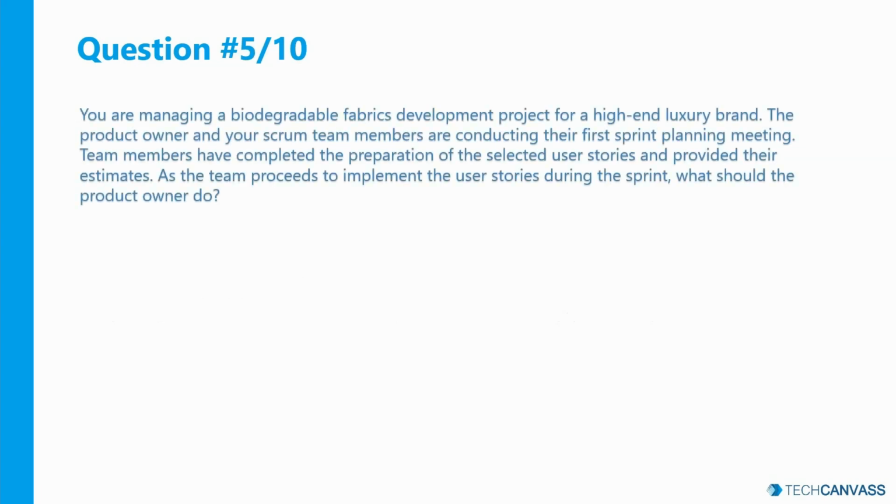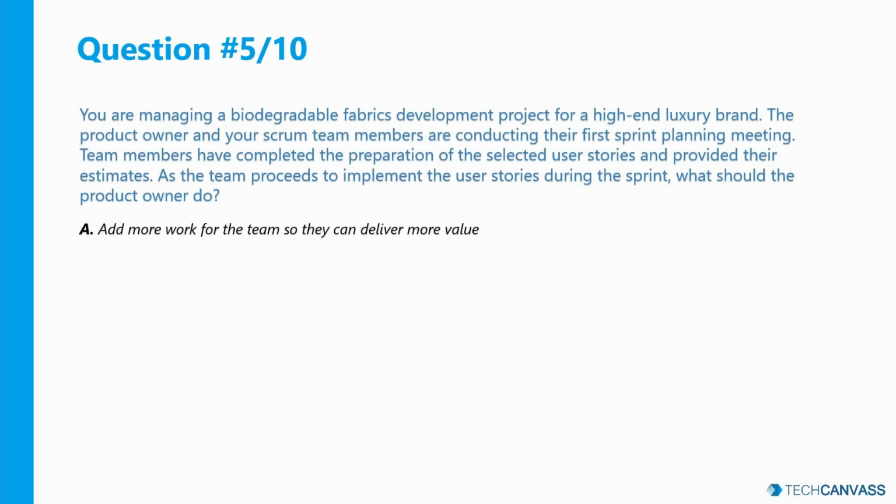Fifth question. You are managing a biodegradable fabrics development project for a high-end luxury brand. The product owner and your Scrum team members are conducting their first sprint planning meeting. Team members have completed the preparation of the selected user stories and provided their estimates. As the team proceeds to implement the user stories during the sprint, what should the product owner do?